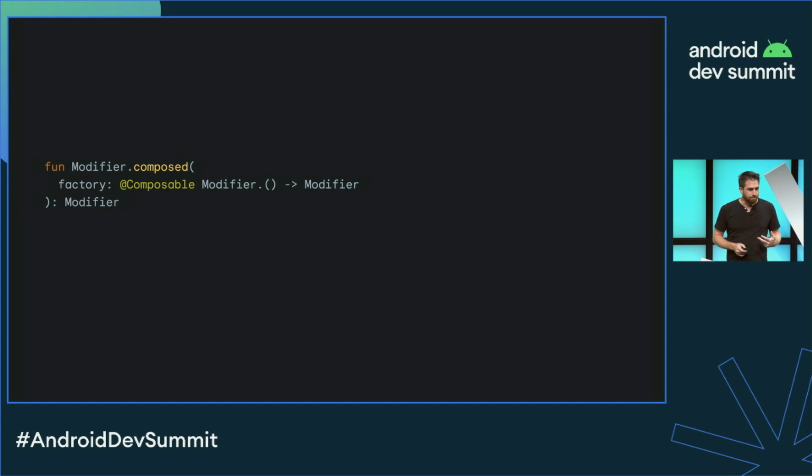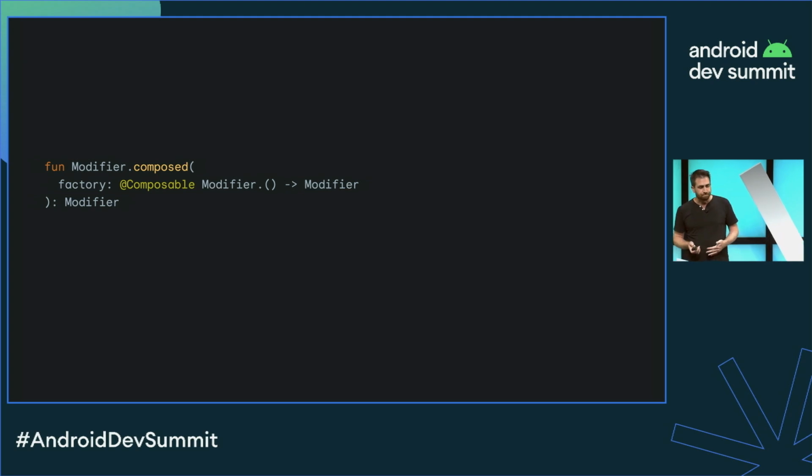And in order to handle this use case, we came up with a new API, modifier.composed. And modifier.composed allows you to define a modifier with a composable lambda factory, and that itself is a function that returns a modifier. And so in that lambda, since it's composable, you can leverage compose to manage state for the modifier that it produces. And the whole special thing about this API is that this ends up getting called per layout. So the state ends up being per layout like we needed.